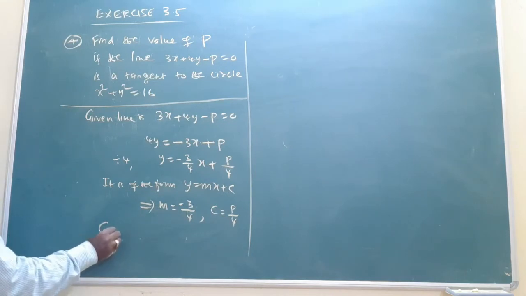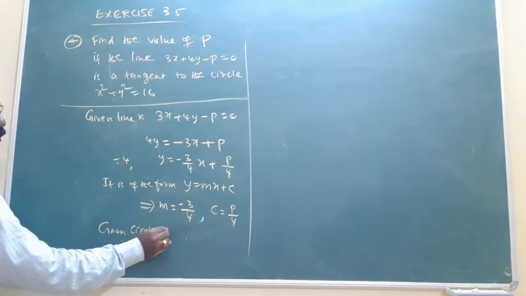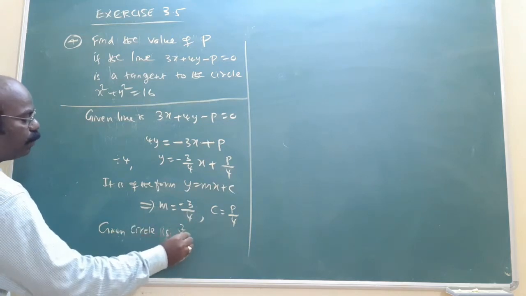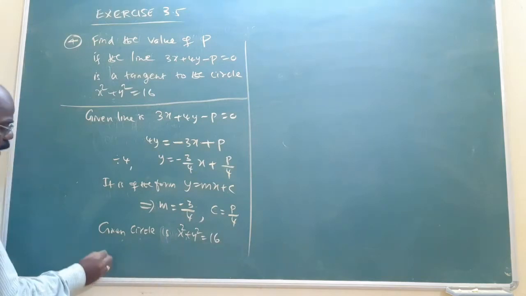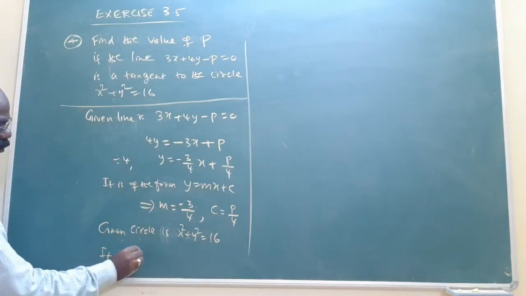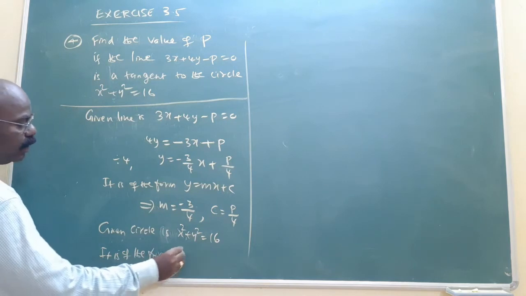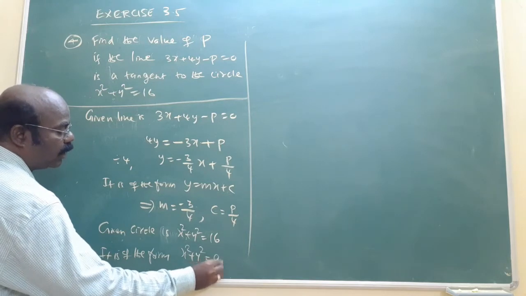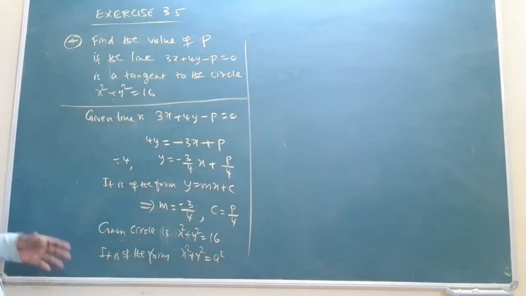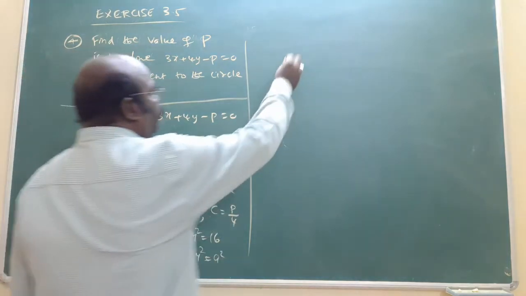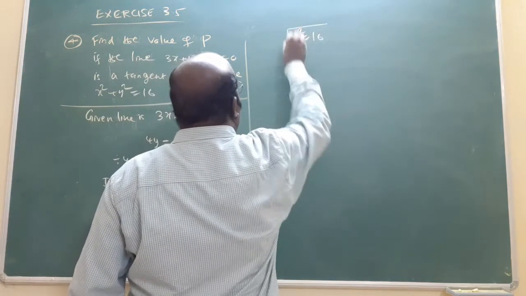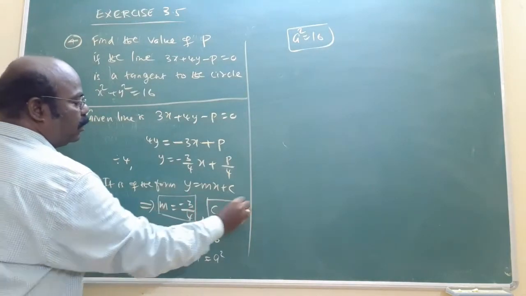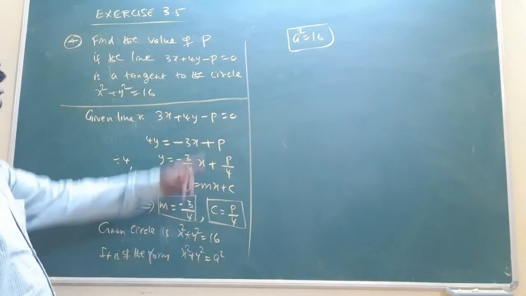Now the given circle is what? x square plus y square equals 16. Now it is of the form x square plus y square equal to a square. That is the circle equation formula. Now comparing, a square equals 16. This is m. This is c. Then a square.